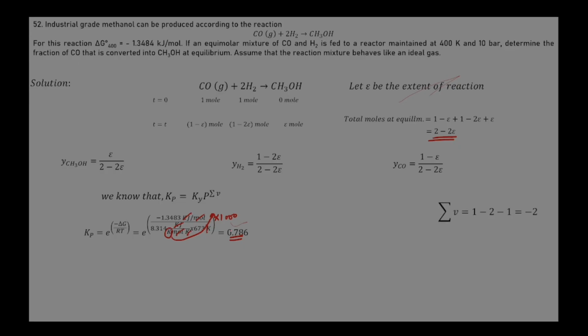Now the summation of nu, that is the summation of the stoichiometric coefficients, is minus 2. Put in all the values and you will ultimately get this. Solve this equation; it will give a quadratic equation with respect to E, the extent of the reaction, so you will get the answer. I am not going to solve it, this is your job.